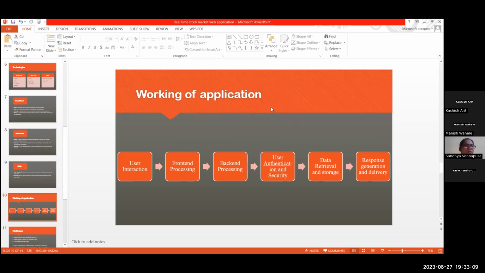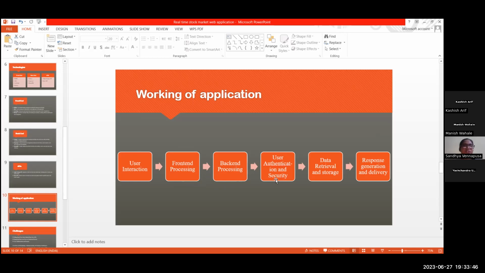Now let's see the working of the application. First is user interaction. The user interacts with the web application interface. The user can perform actions and get the information they need on the interface. Next, front-end processing. It accesses the user request and formats it before sending it to the backend. And backend processing handles the request from the front end.